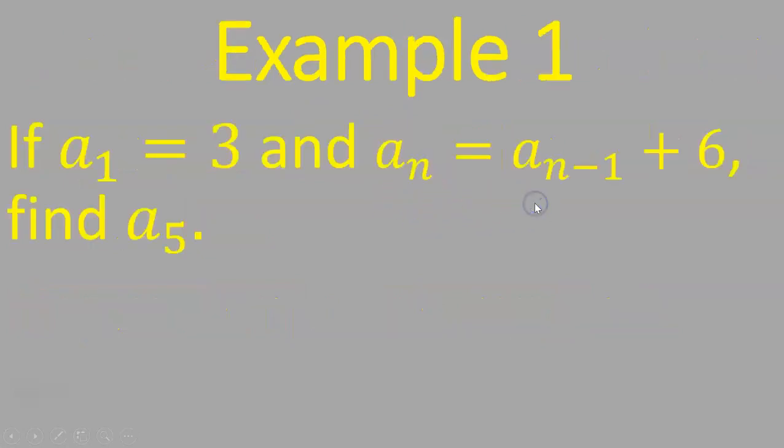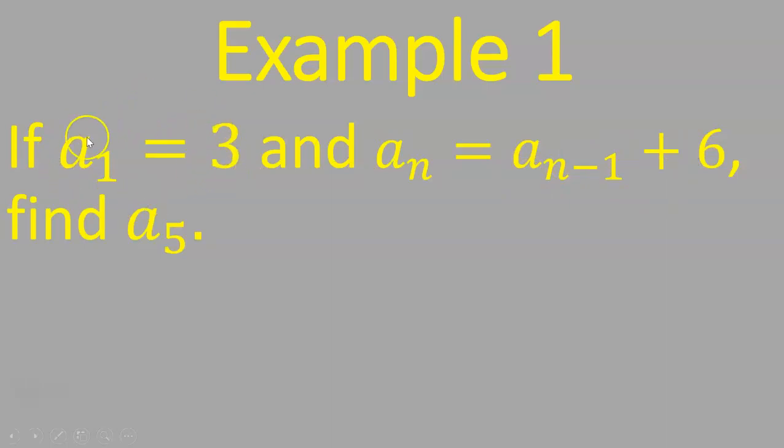Okay, so our first example: if a sub 1 is 3, and this is your rule, so let's focus on what this is saying. Find a sub 5. How recursive works is this. It's saying the current term is the previous term plus 6. So this plus 6 is the bridge from one term to the next. It doesn't care what the first is, what the 50th is. All recursive cares about is how you get from any given term to the next term. And here you add 6.